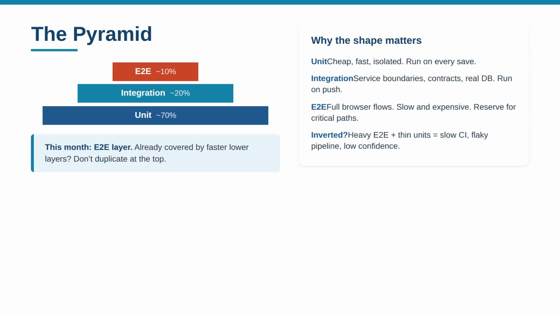The inverted pyramid, heavy E2E coverage with thin unit tests, is a warning sign. It produces slow CI, a flaky pipeline, and low confidence because you are testing everything through the most expensive and fragile layer available.